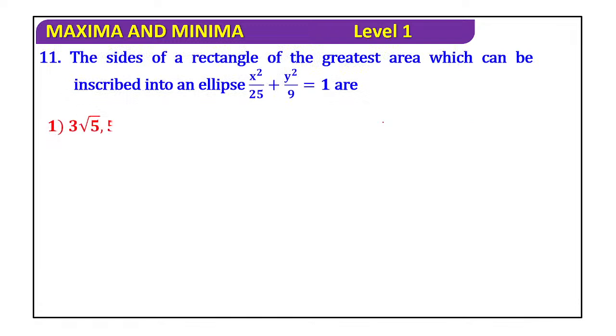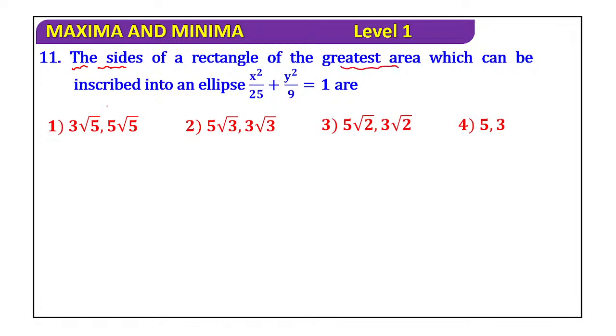Now quickly we can move to the next problem, that is problem number 11. See that the sides of a rectangle of greatest area which can be inscribed into an ellipse. This is the given ellipse. That means there is an ellipse like this, and they are putting a rectangle inside this ellipse, and the maximum area of this rectangle is what?